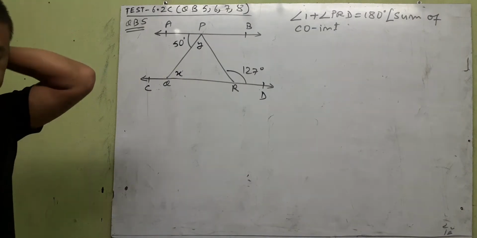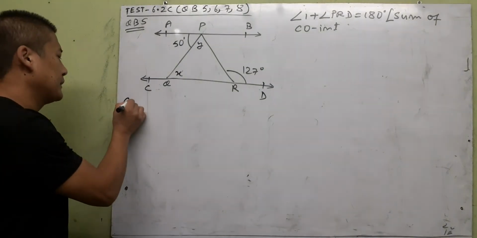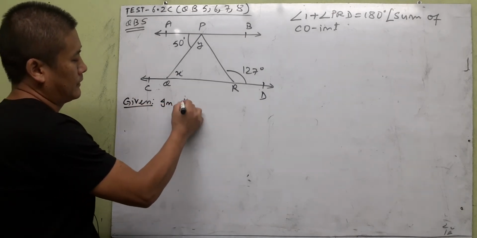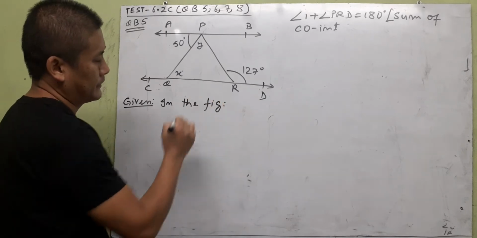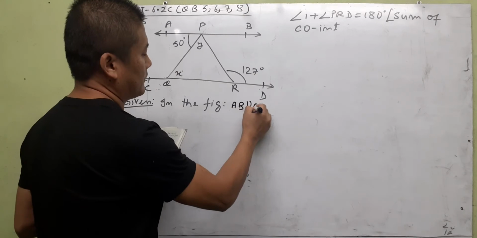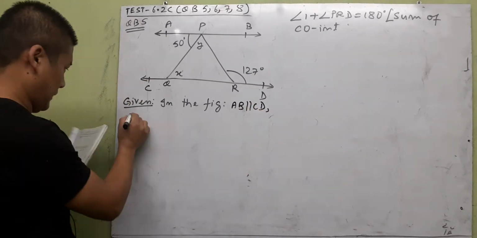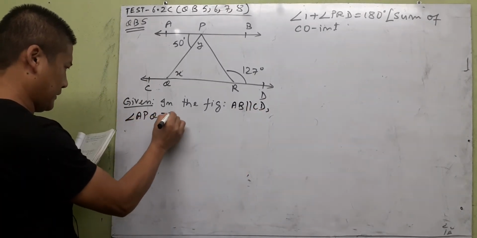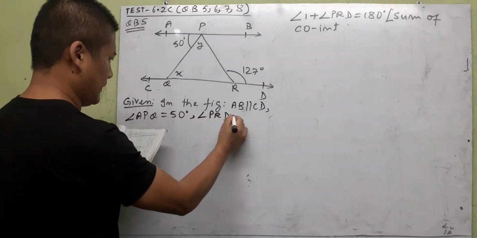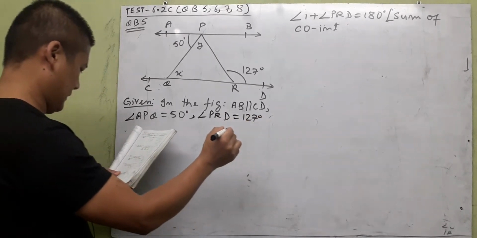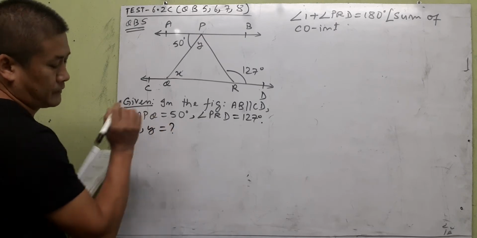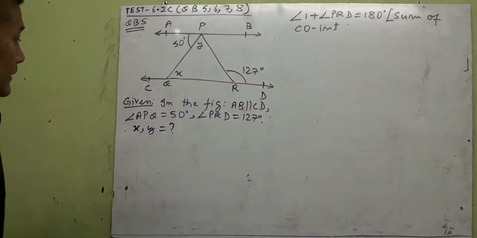So draw that. Let's write down what is given here. So given to us is, in the figure here, AB is parallel to CD, angle APQ equal to 50 degree, angle PRD equal to 127 degree. And with this, we have to find out X and Y values. Okay, so let us start that.